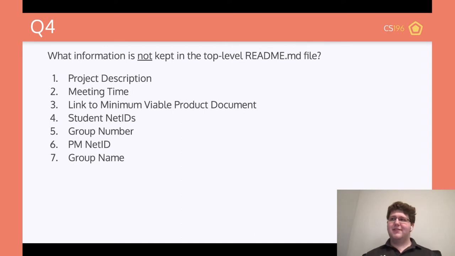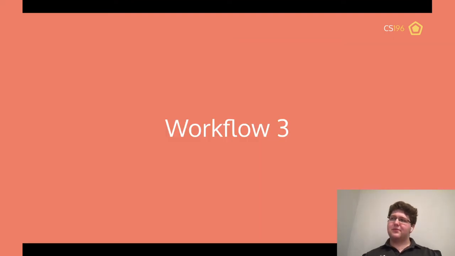Okay, so it looks like 75% of you got it right. The answer is 2, not 3. So as I said before, the link to the minimum viable product doc is in there. It's that blue link that I mentioned pretty quickly. The meeting time is not in there because the meeting time varies and it really doesn't help with grading. So that's just up to the project manager and the rest of the team to decide. So that is the question. Let's go to our next slide here.